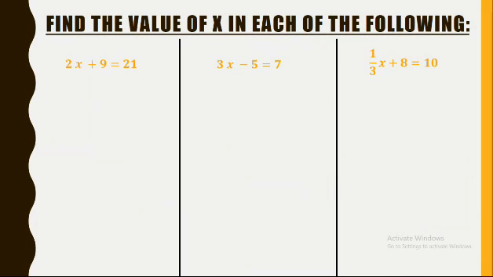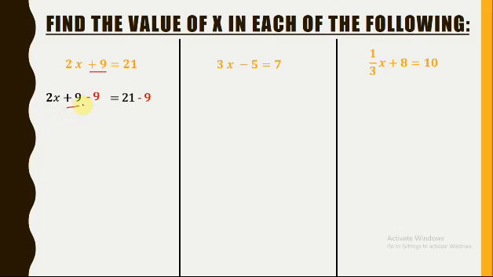Find the value of x in each of the following. 2x plus 9 equals 21. As you see, it is not addition only or multiplying only. What to do with this? We are going to follow the same steps that we used, but we have an order. What is the order here? We are going to start with the addition or the subtraction. Plus 9, addition, so subtract 9 from both sides.